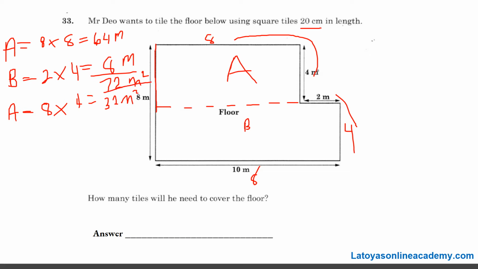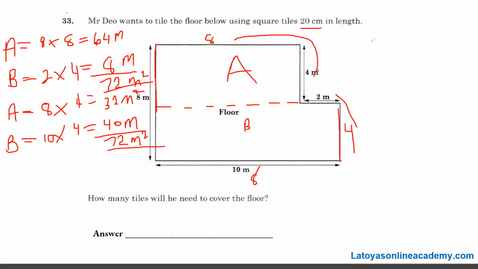And shape B, another rectangle, is going to be 10, the length of this entire line, by 4, and that's going to give me 40. And now I add 40 meters. Now I add 32 and 40. 2 plus 0 is 2, and 3 plus 4 is 7, so 72. So notice what we are getting. We are getting the same thing, 72 meters squared.